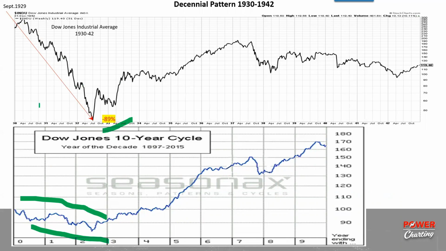Here you can see the downward stride of the market in 29, 30, 31, and 32. Well, 89% decline. Who could expect that? But it was a very wicked bear market, and produced a depression in the economy.